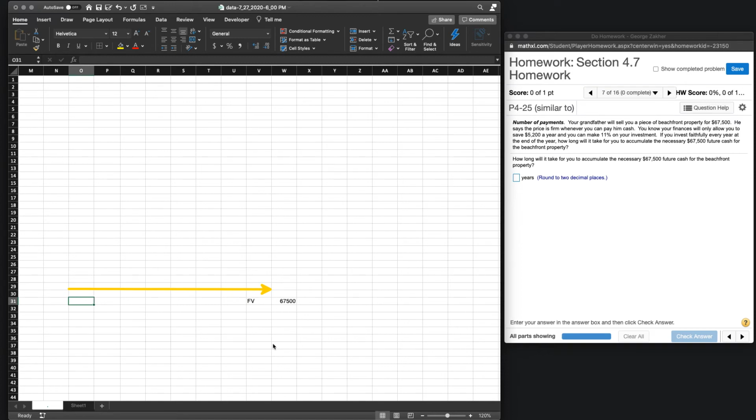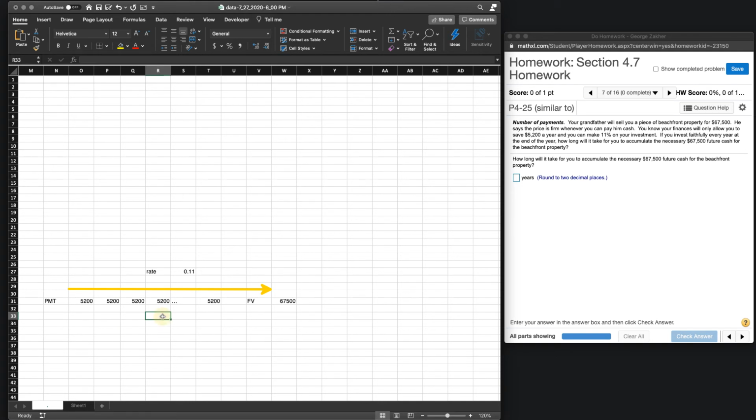We also know that we're going to be making payments. Okay, so annual payments of 5,200. Let's just pretend we're paying, and so forth, till we get to this value here. And also what we know is we know our rate is 11%. So basically, we're trying to figure out at a rate of 11%, how much money do we have to invest to get a future value of $67,500.